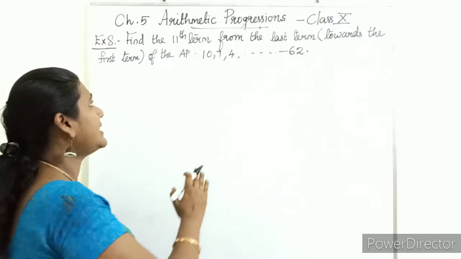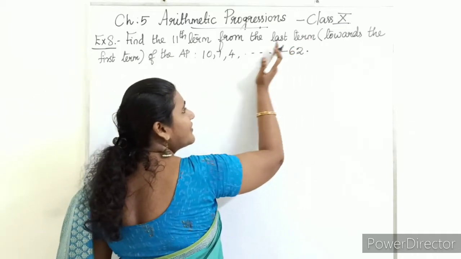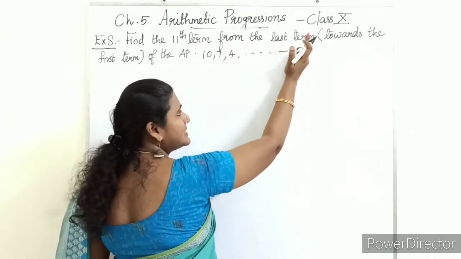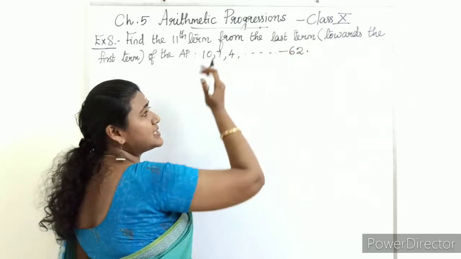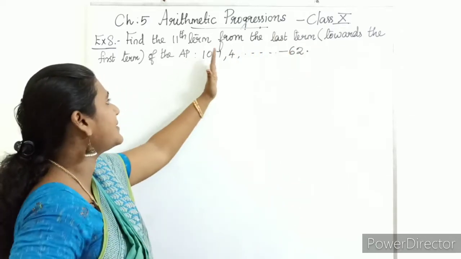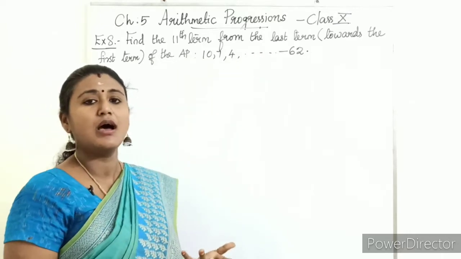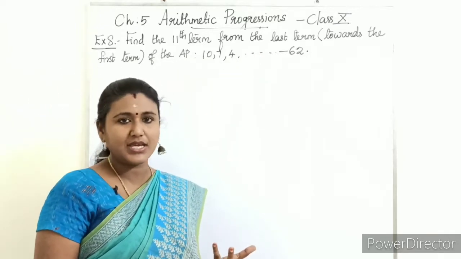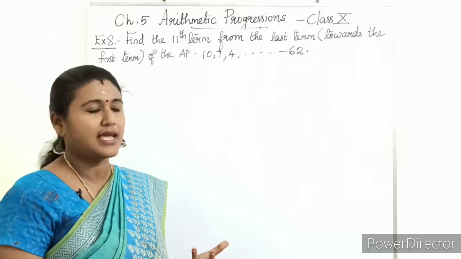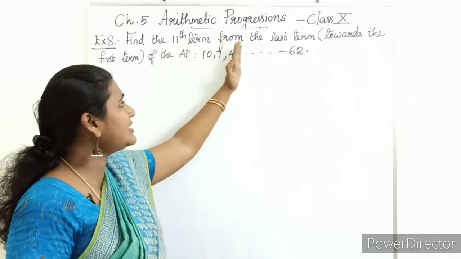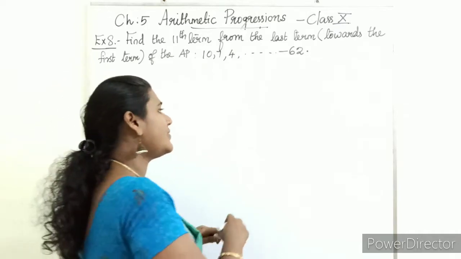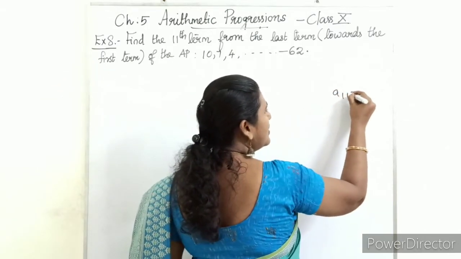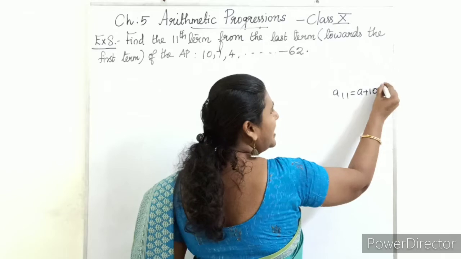We have to find the 11th term from the last. Okay, so this is the last term. So from the last you have to find out. The 11th term from the first we can find using the formula A11 is equal to A plus 10D. This formula you can use.